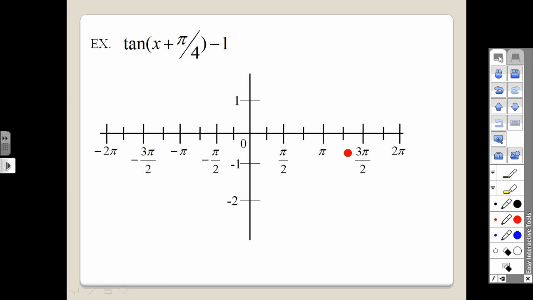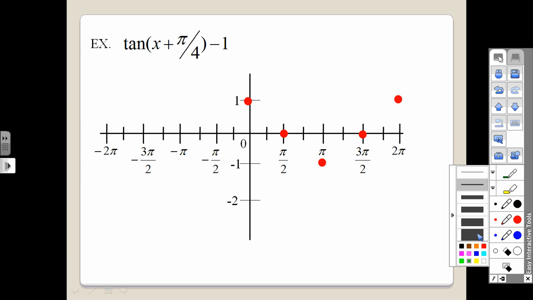tangent is sine over cosine. So if I graph just the basic cosine curve, and I'm just putting the points, I'm not actually graphing the curve, right? So I get that. Do I have the right thickness? No. There we go.